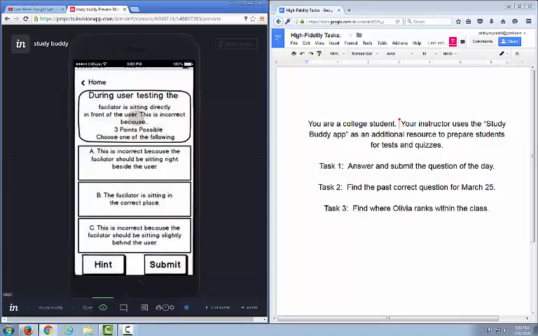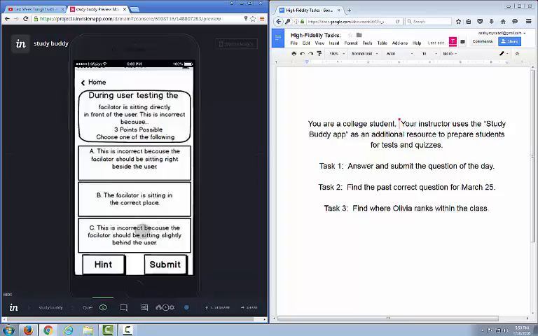So during user testing, a facilitator is sitting directly in front of the user. This is incorrect because... choose one of the following for 3 points. This is incorrect because the facilitator should be sitting right beside the user. Facilitator is sitting in the correct place. This is incorrect because the facilitator should be sitting slightly behind the user.